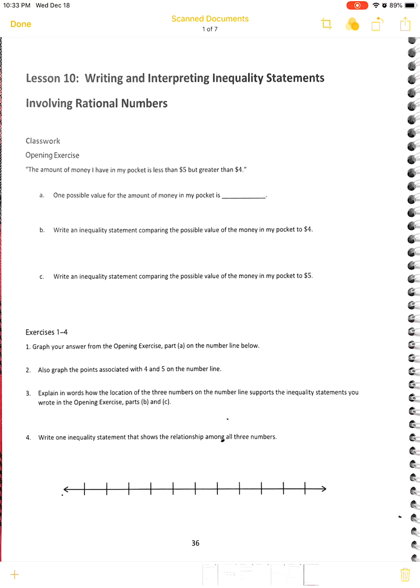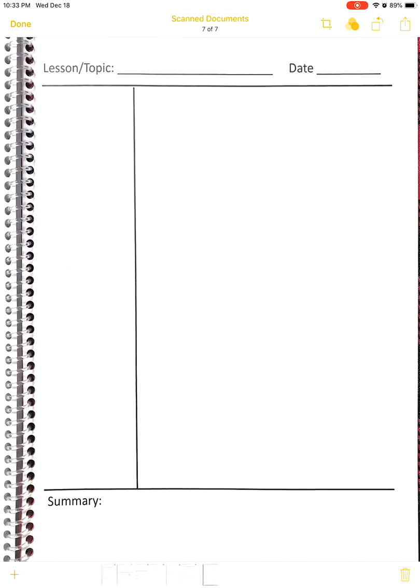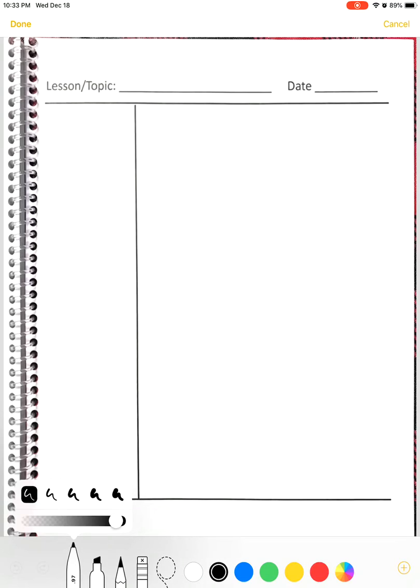Lehman walking you through lesson 10, writing and interpreting inequality statements involving rational numbers. So the first thing we're going to do is take some notes. Now, if you could flip to your note section in your module, that would be great. I'm going to attempt to write on this. All right, here we go.